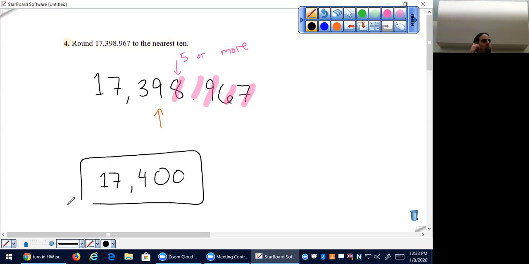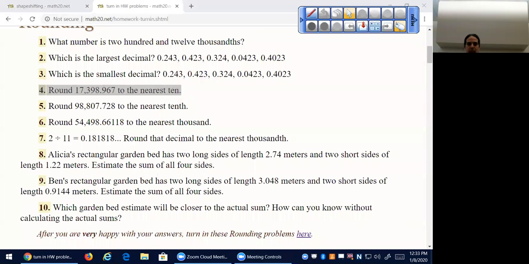Okay, other rounding questions? I don't remember what number it was, but one of the rounding ones with big numbers. One of the rounding ones, this one right here, number 5. 5, okay.